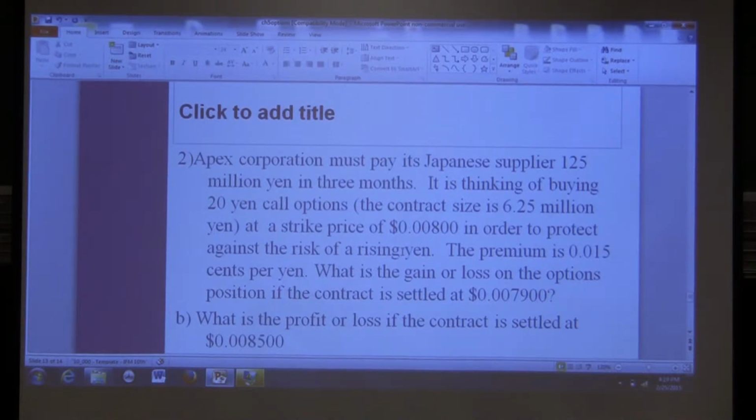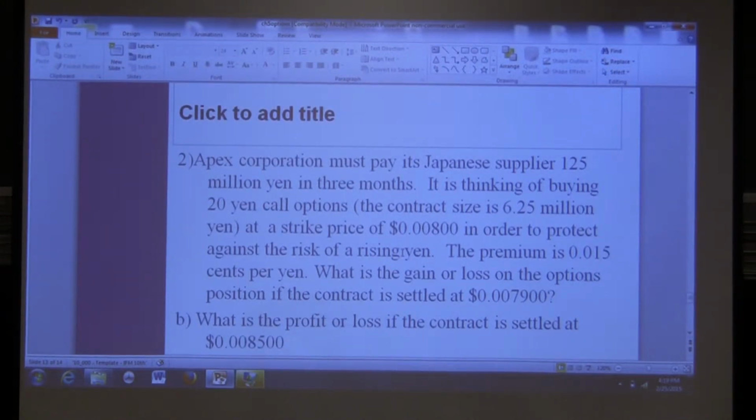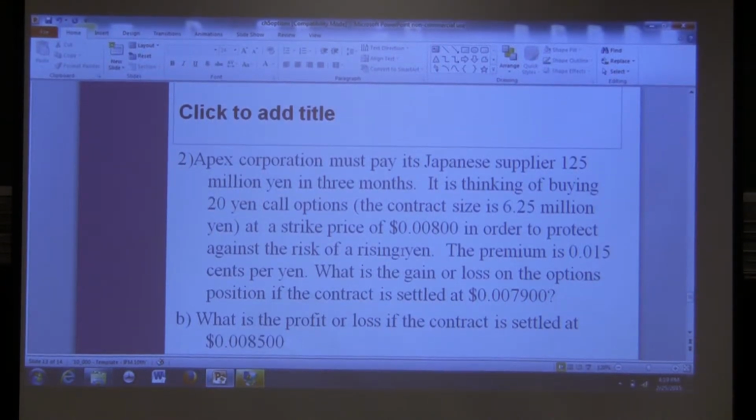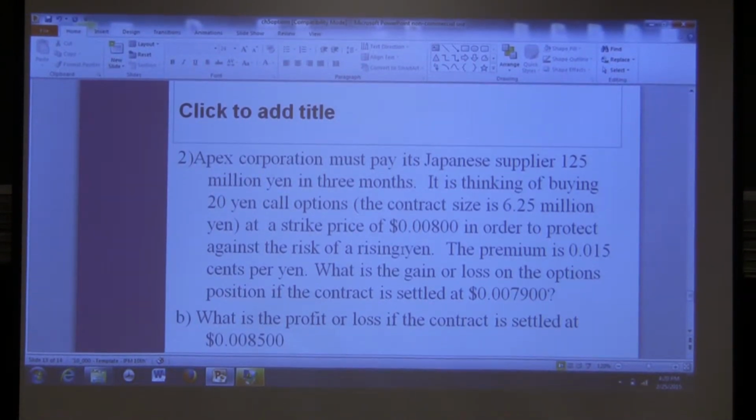So what do you get? So basically here, you lose 18,750. The price you pay for the option, that is 18,750, you will lose that money.